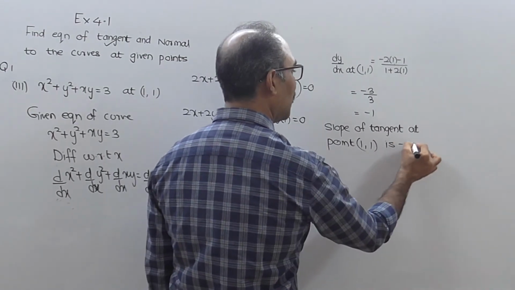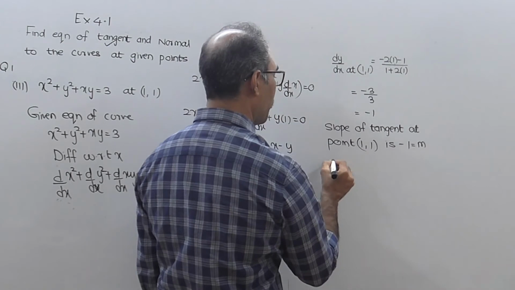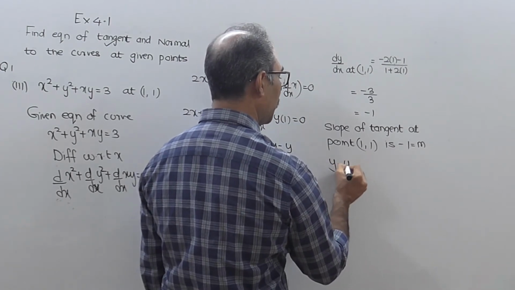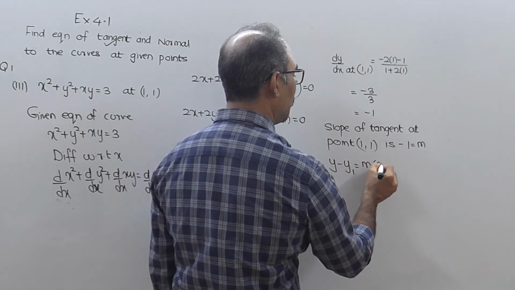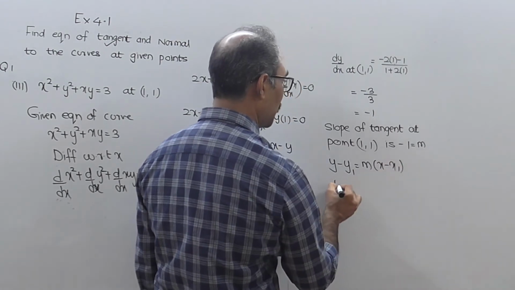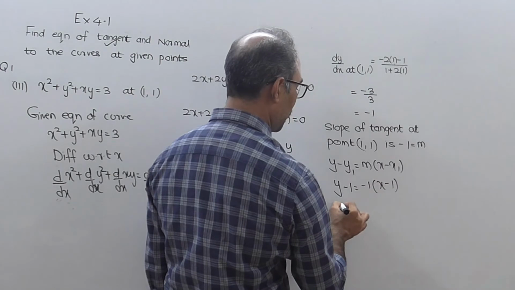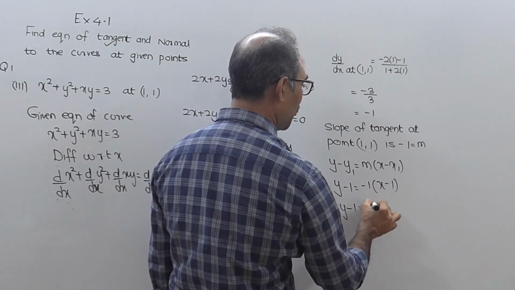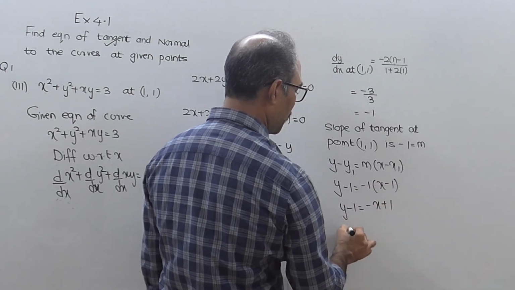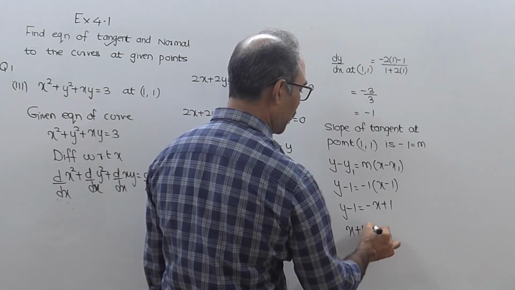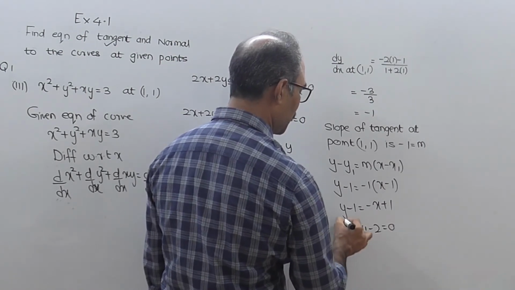And slope is denoted by m. So the equation will be y minus y1 equal to m into x minus x1. So y minus 1 equal to minus 1 into x minus 1. y minus 1 equal to minus x plus 1. So we get x plus y minus 2 equal to 0.